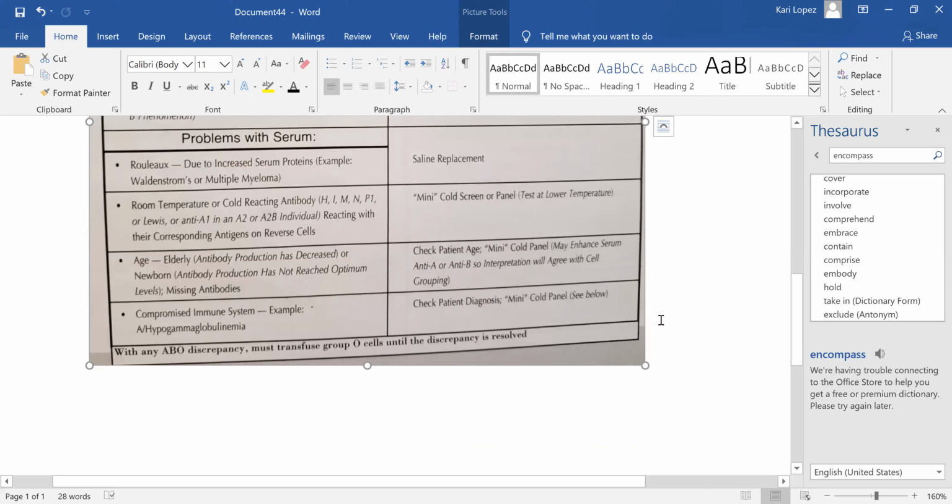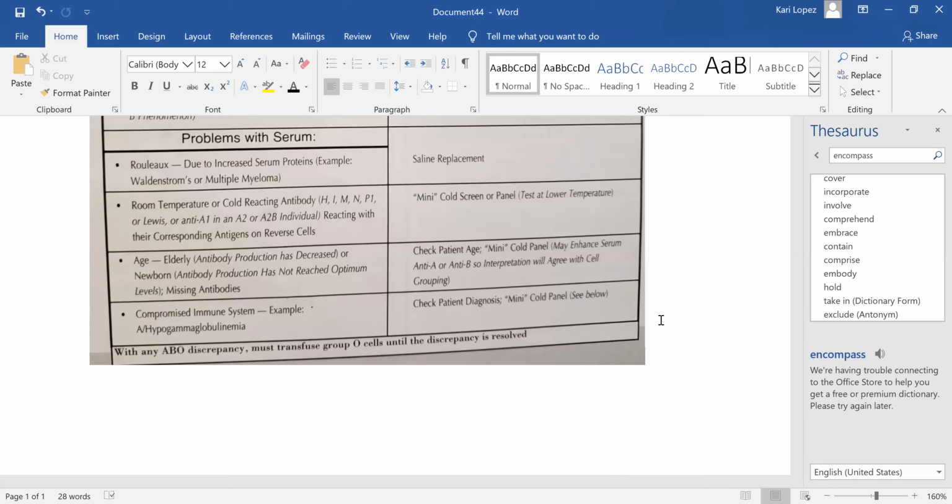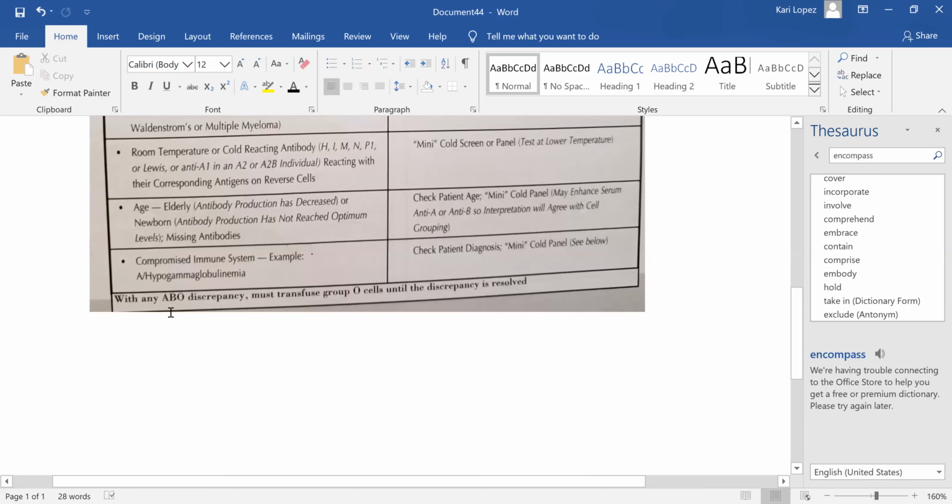And for which age group can you heat it, incubate it longer to enhance the reaction? Old people. So the elderly, if you incubate it, you can help enhance the reaction sometimes. But the newborn, you can't incubate the newborns to enhance the reaction. I got it backwards.